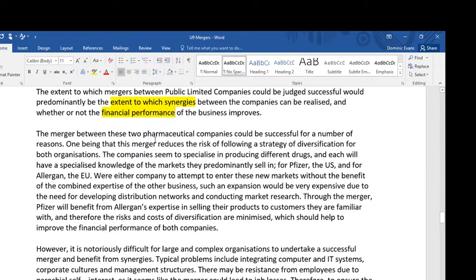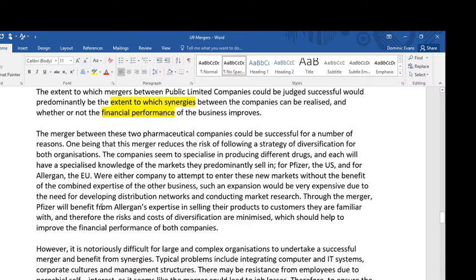So the merger between these 2 pharmaceutical companies could be successful for a number of reasons. One being that this merger reduces the risk of following a strategy of diversification for both organisations. The companies seem to specialise in producing different drugs, and each will have a specialised knowledge of the markets they predominantly sell in. For Pfizer, the US, and for Allergan, the EU. Were either company to attempt to enter these new markets without the benefit of the combined expertise of the other business, such an expansion would be very expensive due to the need for developing distribution networks and conducting market research.